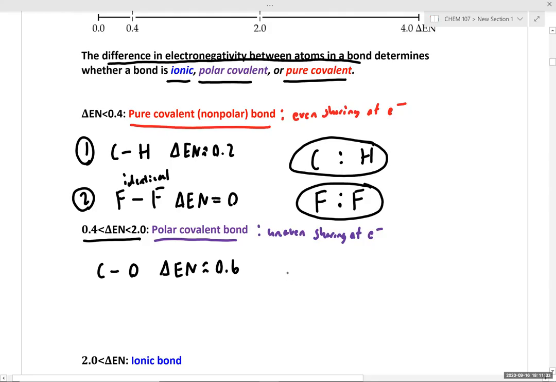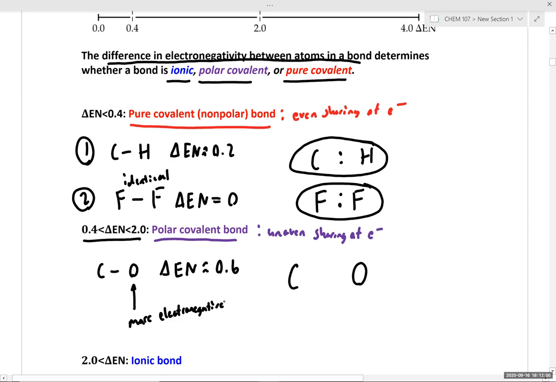If we think about our carbon-oxygen bond, which atom is more electronegative? Which atom is pulling on our electron density more readily? Which atom is more electronegative? What was that? Oxygen. Yep, exactly right. Oxygen is more electronegative.